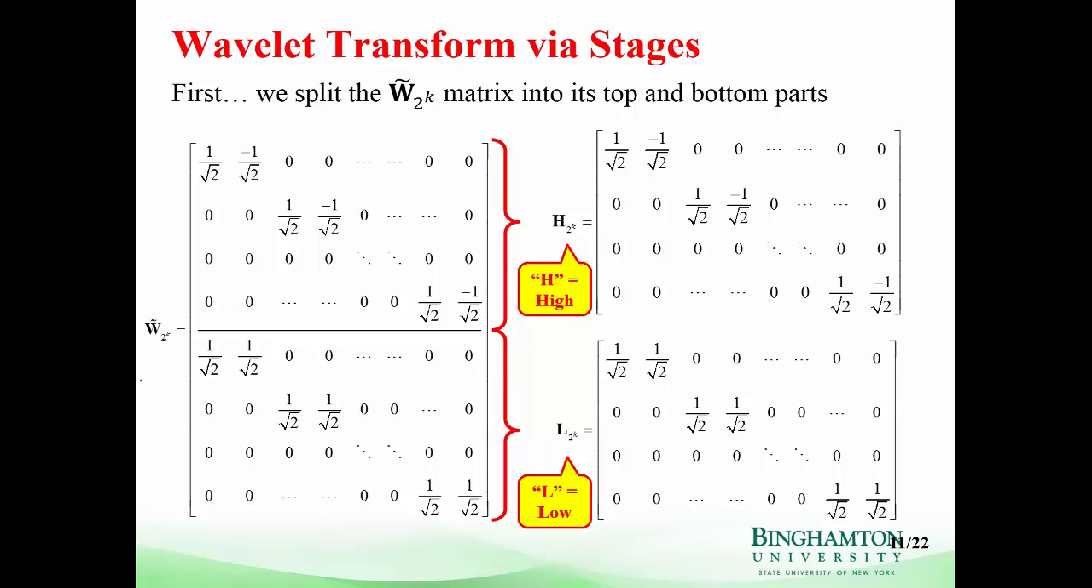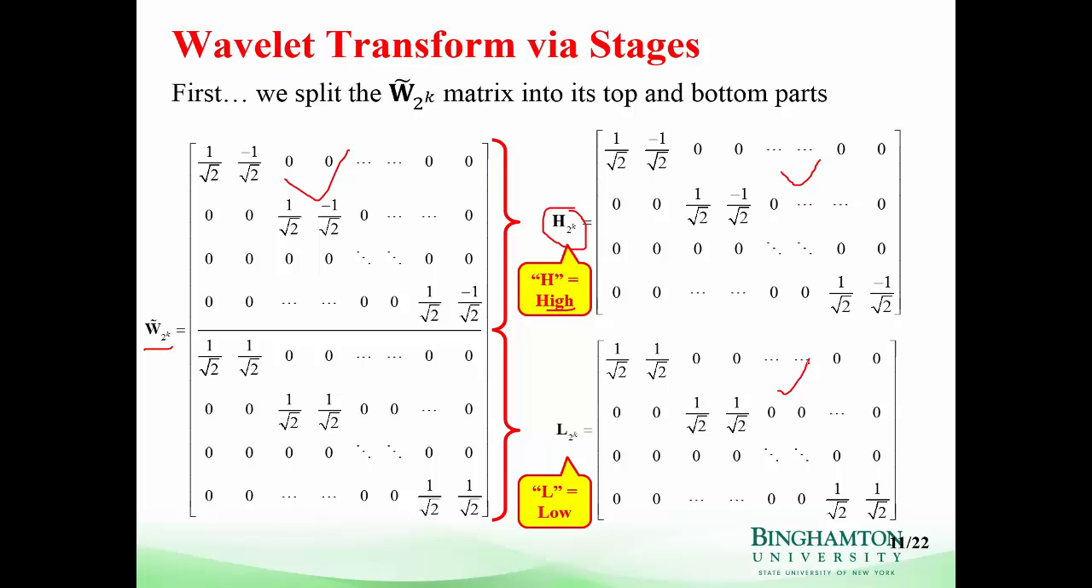Here's our generic W tilde 2K matrix. K can be anything, so we can make this matrix as big or small as we want, with K running from 1 up to whatever we want. But if we look at this top part, we'll just rename that H. And that H will stand for high. So that'll be H2K. And you can see that all I've done is just grab this top part and written it over here. And now I'm going to put the lower part. And so we'll use the L for low.